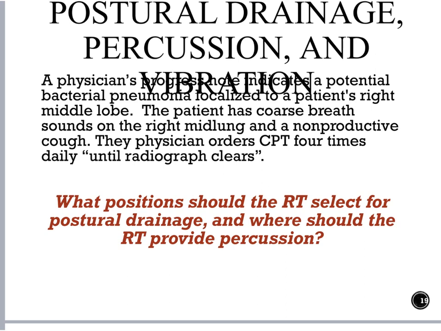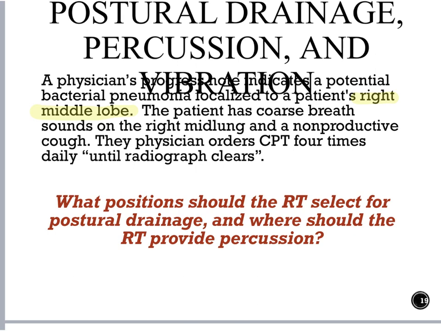Okay, so let's look at this. We're looking at the patient's right middle lobe. Therefore, we would put the patient in Trendelenburg at 15 degrees. So the head of the bed is down 15 degrees, and the foot of the bed is up 12 inches. We would have the patient rotate 45 degrees to their left side.